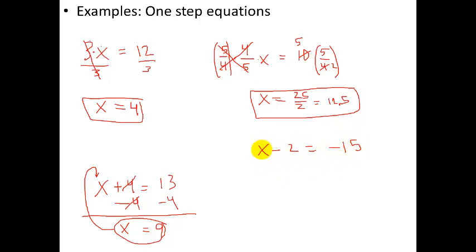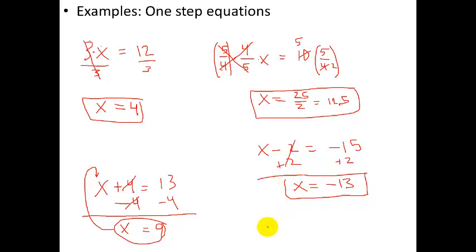Okay, the x is having a 2 subtracted from it, so we want to add 2. Add 2. Cancel those out. Negative 15 plus 2 is negative 13. You need to be excellent at adding and subtracting integers to be successful in this class.